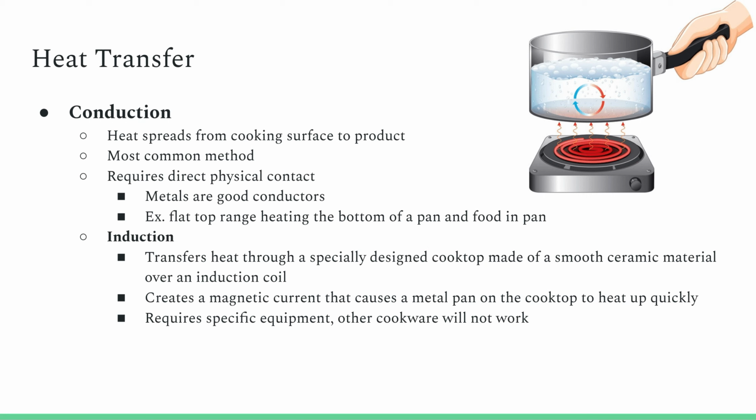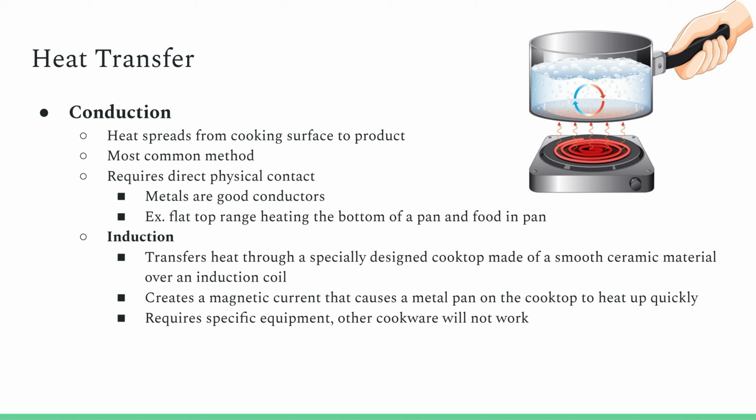So for conduction, that is heat spreading through a cooking surface to a product. This is the most common method. This requires direct physical contact. And metals are a good conductor. So that's why we see a lot of metal cooking pans and pots. An example of conduction transfer is a flat top range heating the bottom of a pan and ultimately reaching the food and then cooking the food.